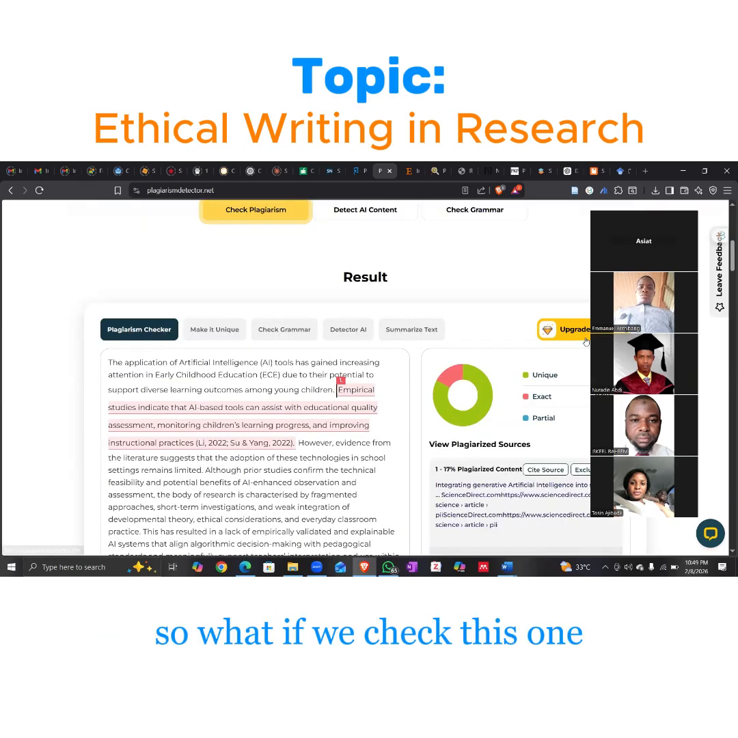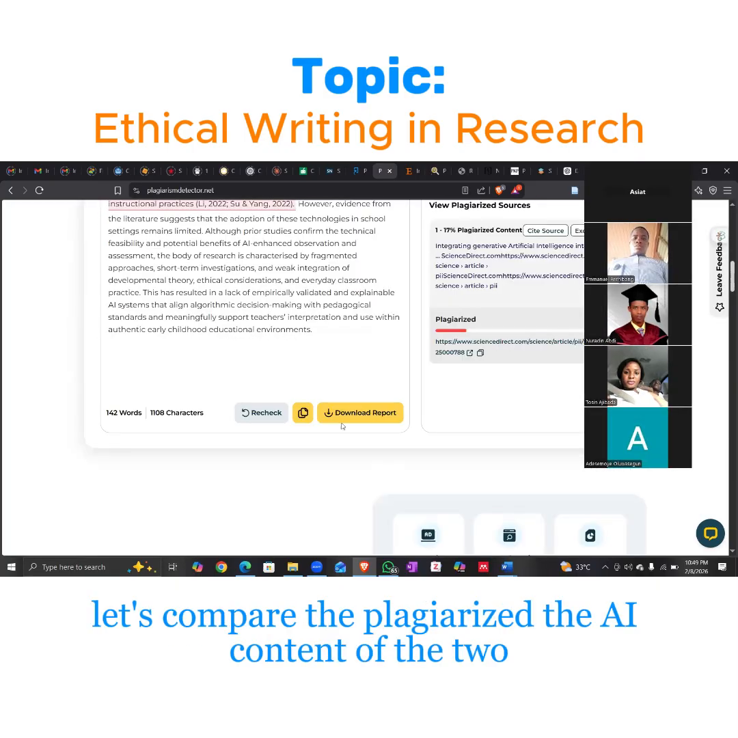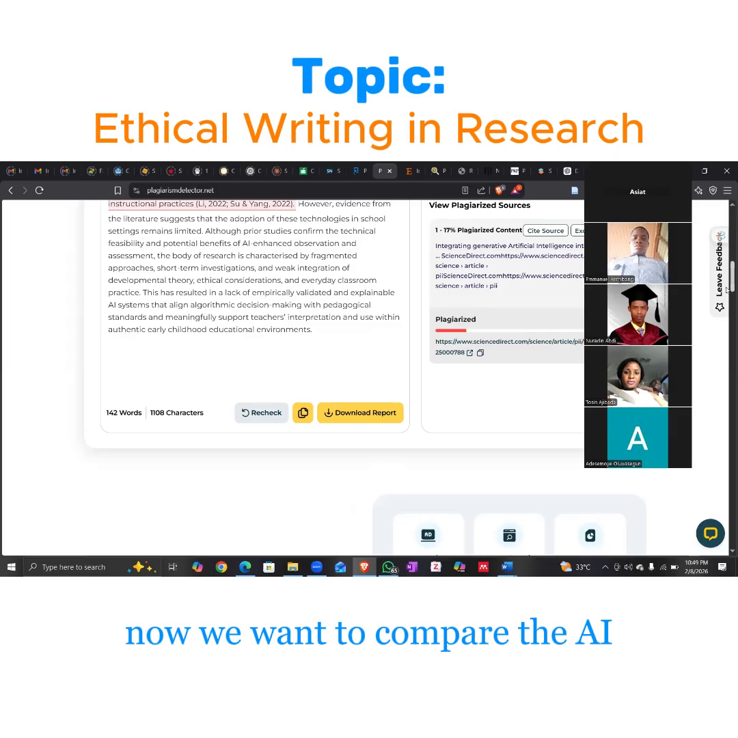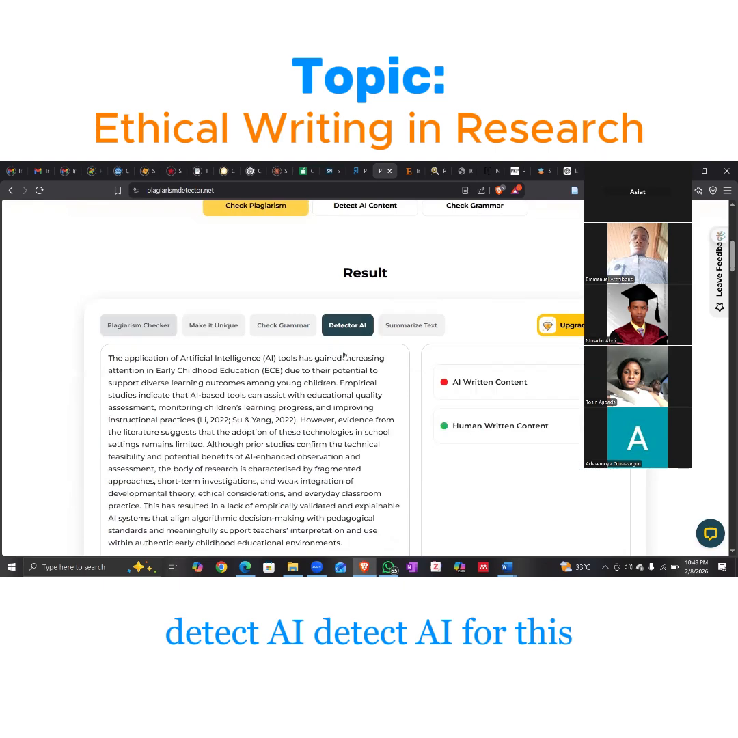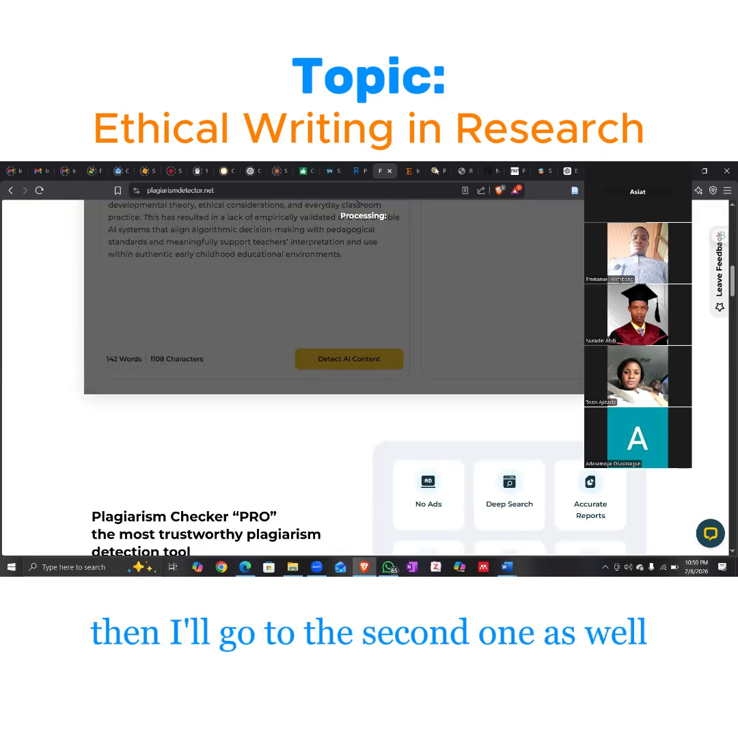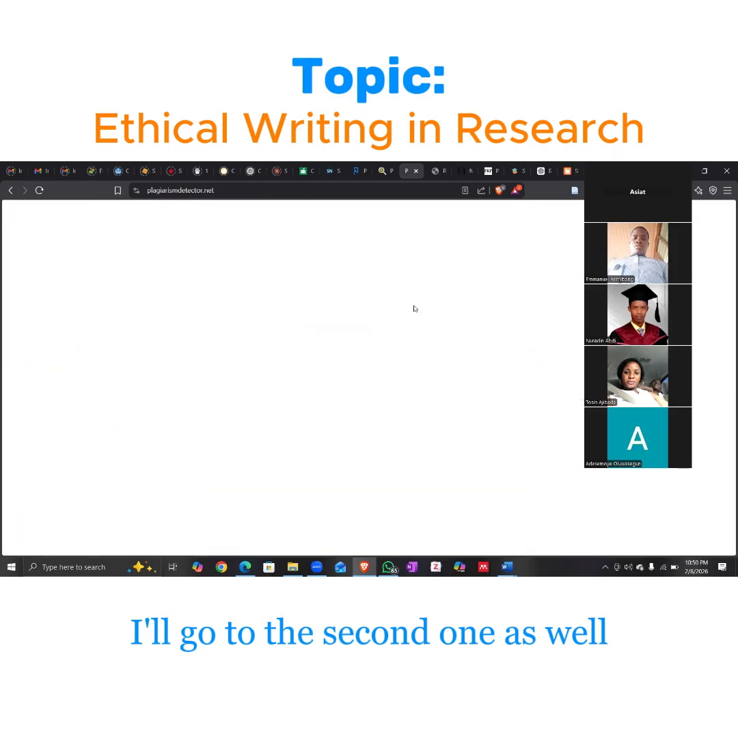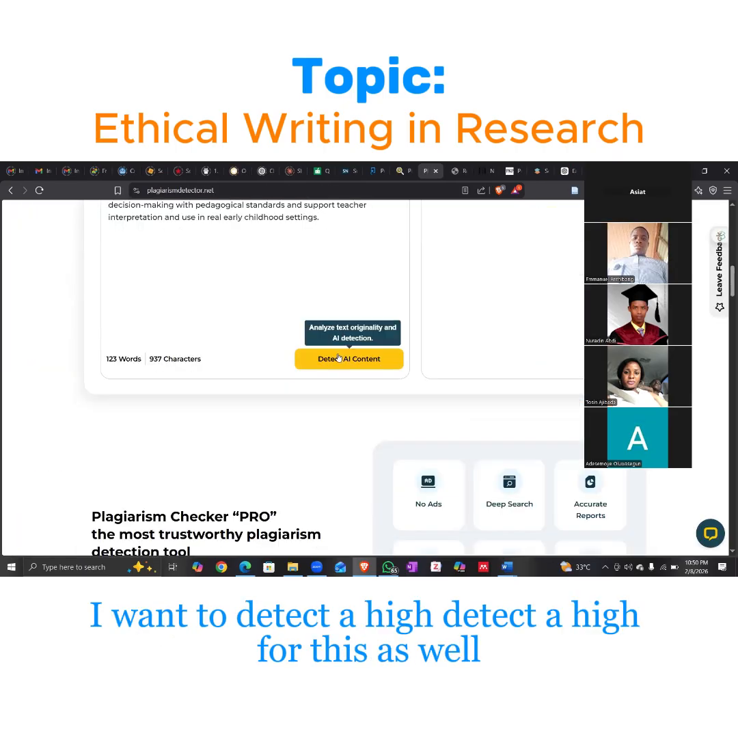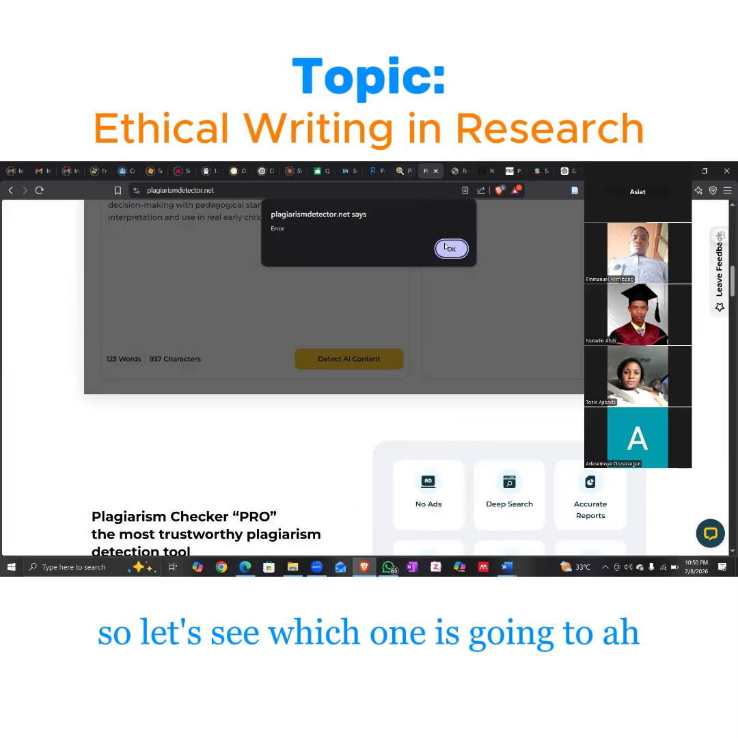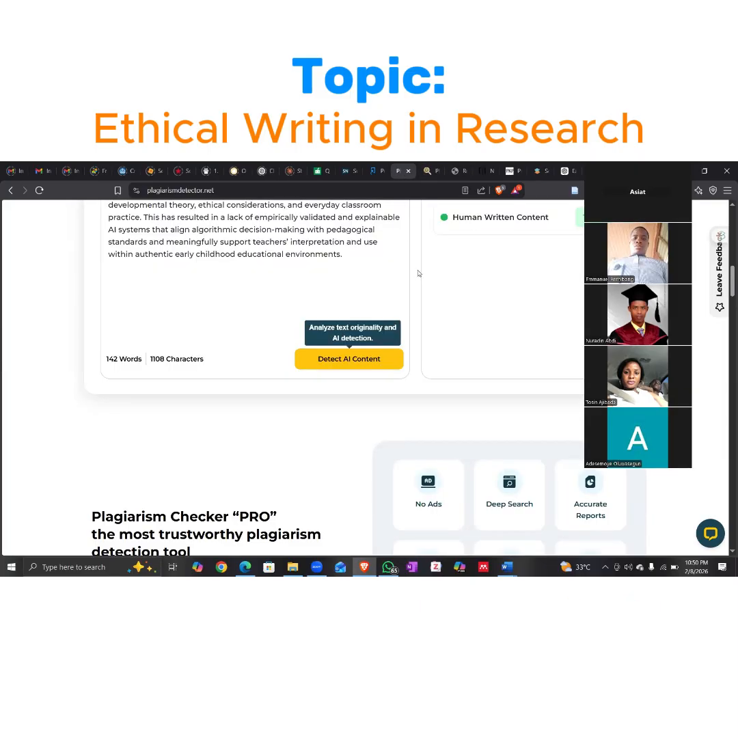Okay, so what if we check this one? Let's compare the AI content of the two now. We want to compare the AI. Okay, detect AI for this. And I'll go to the second one as well. Let me close this. I want to detect AI for this as well. So let's see which one is going to show an error now. Not supposed to be an error.